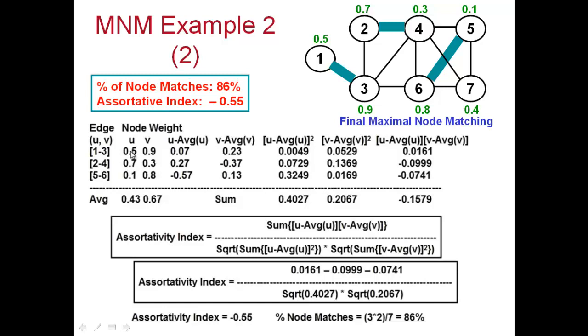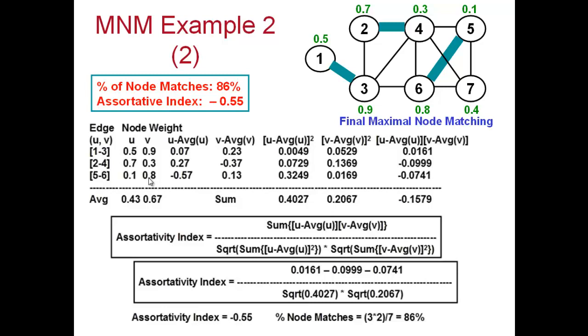Now just by looking at the numbers, we are going to go through the math, but if you just look at the numbers, we can see it is 0.5 and 0.9, this is 0.7 and this is 0.3, 0.1 and 0.8. They are not really close to each other, especially the last one, 0.1 and 0.8. So you can think that the node weights on a scale of 0 to 1 in this graph are not really very close to each other.